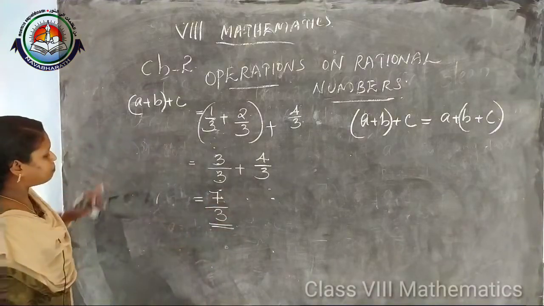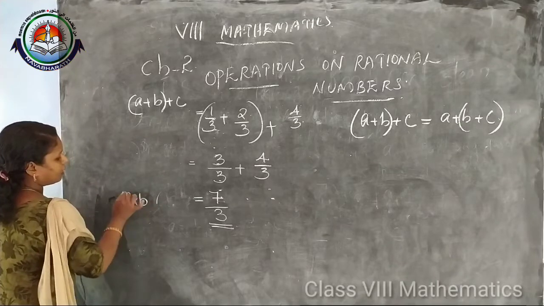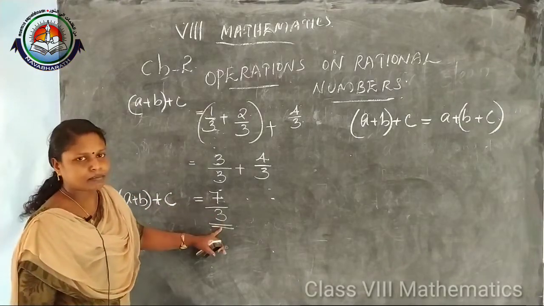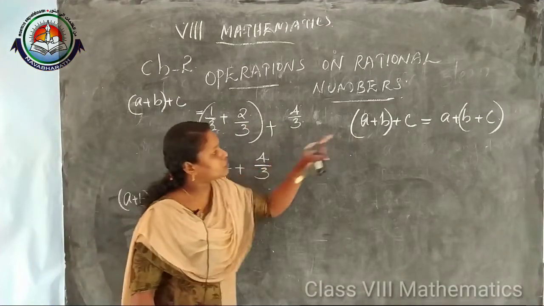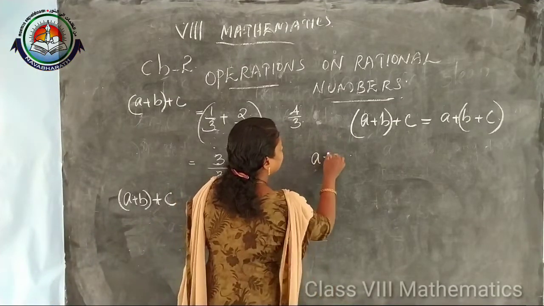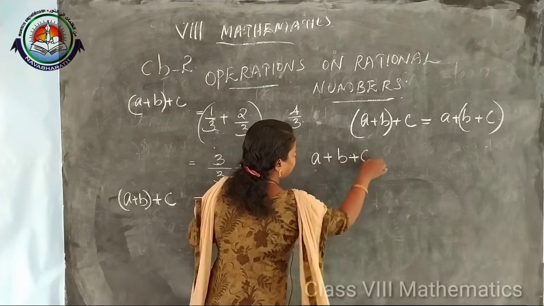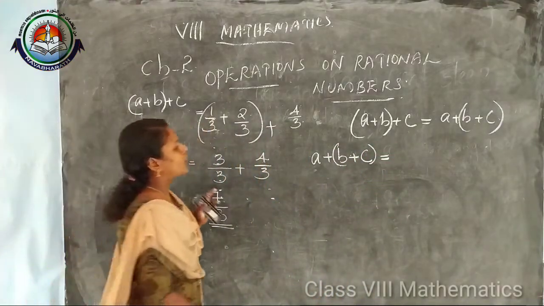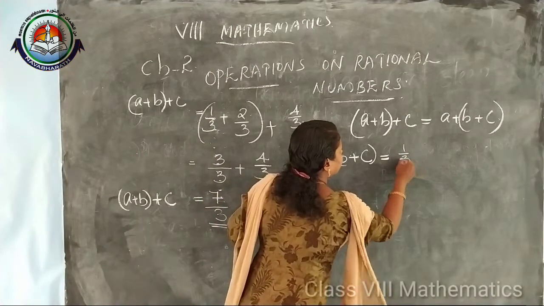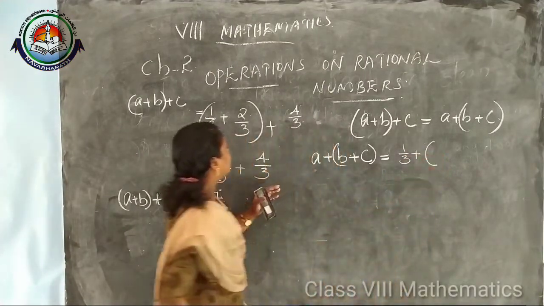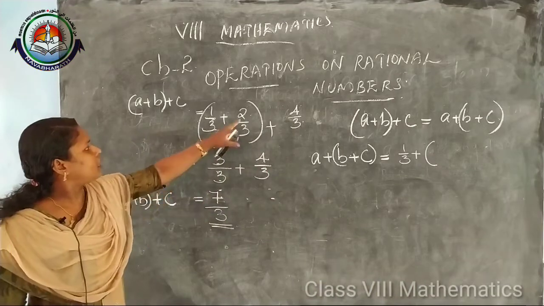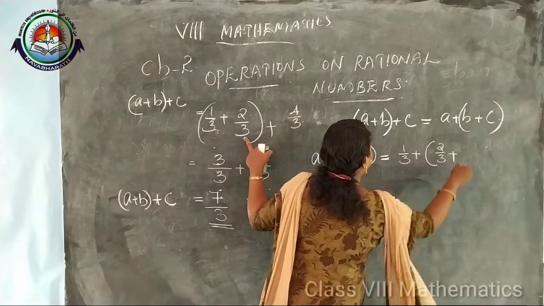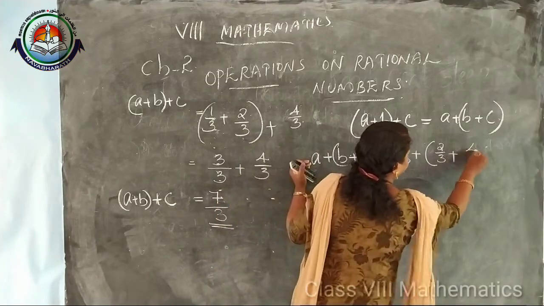So (A + B) + C is equal to 7/3. Next we need to check the RHS. A + (B + C), here A is 1/3, plus B, which is 2/3, plus C, which is 4/3.